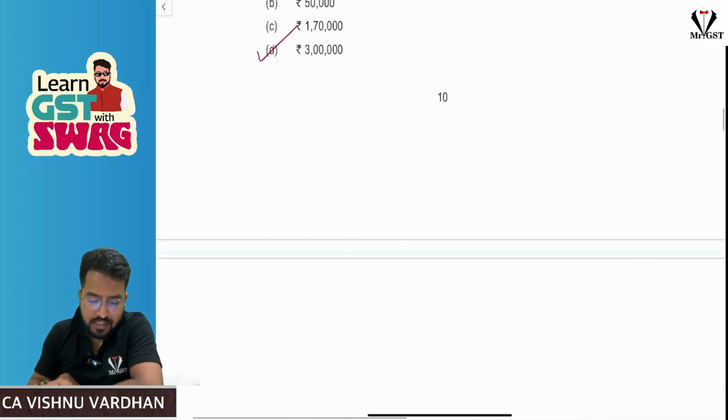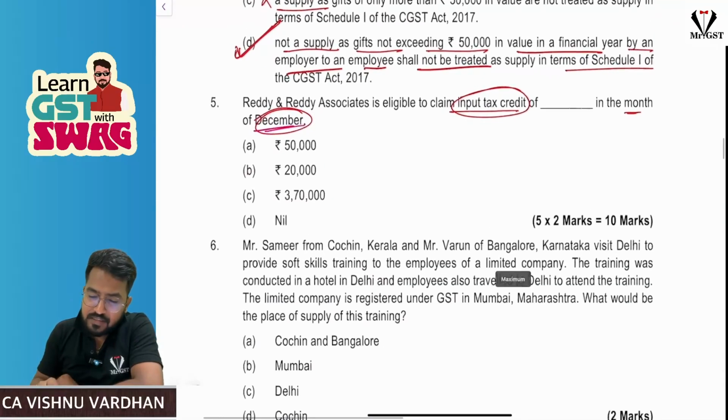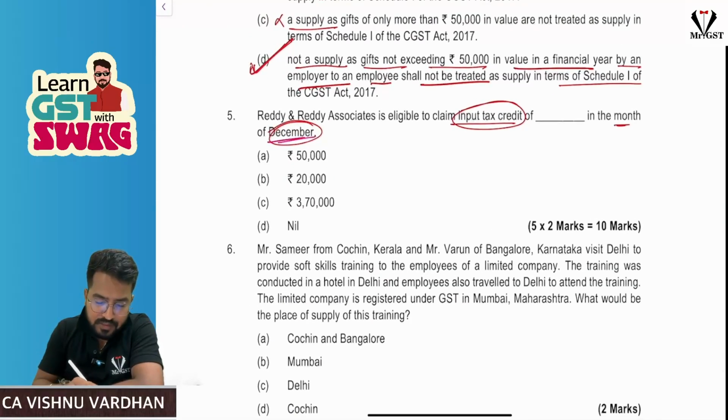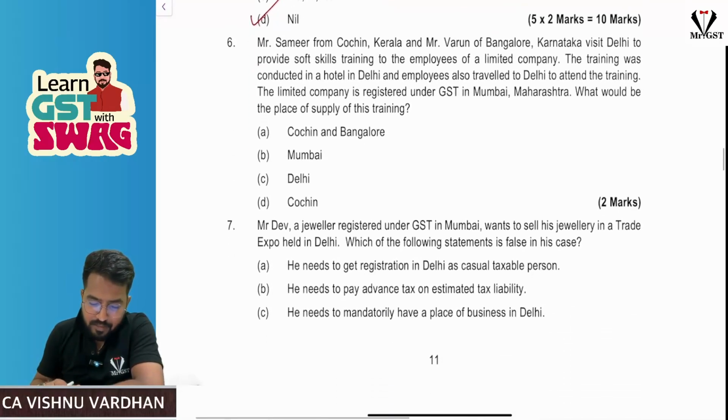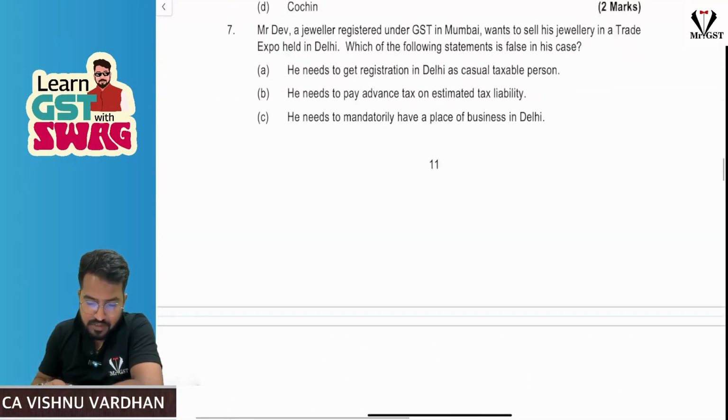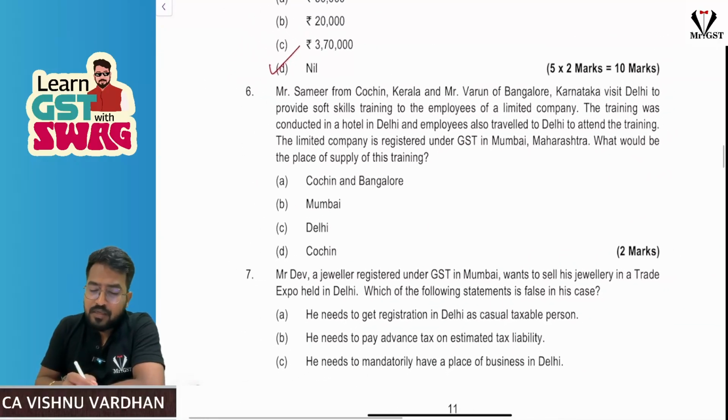So the question here is regarding what is the ITC these people can claim for the month of December. The answer is nil. So these should be the answers here. Okay, so this is the point, and there are 3 independent MCQs.